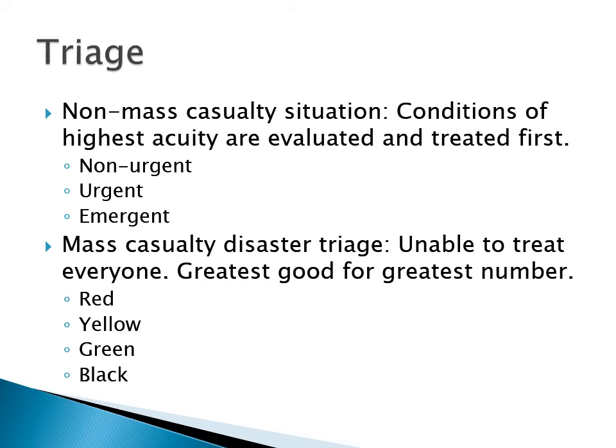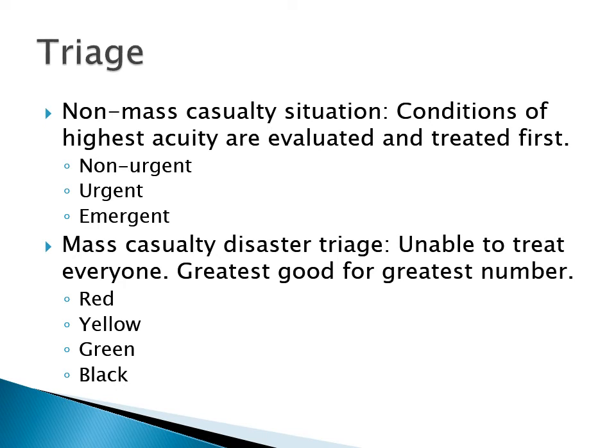So, there's enough resources available to treat everybody. It's divided into non-urgent, urgent, and emergent. Non-urgent are minor injuries that do not require immediate treatment and people that are slightly injured. Urgent are major injuries that require immediate treatment, and then emergent are immediate threat to life, critically injured individuals.